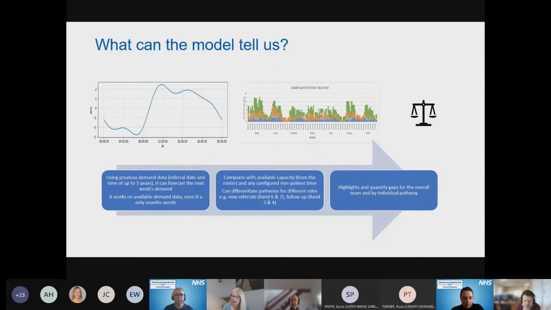It compares the available capacity from the roster and any non-patient time, so things like your lunch breaks, etc. And the latest version will actually incorporate meetings, things like handover, etc. It will then also be able to differentiate between pathways, so different skill sets or different staffing groups that do different pathways as well. And then it will highlight and quantify the gaps for the overall team by individual pathway, or it will highlight the substantial overlap in terms of capacity as well. So it will highlight information for you.